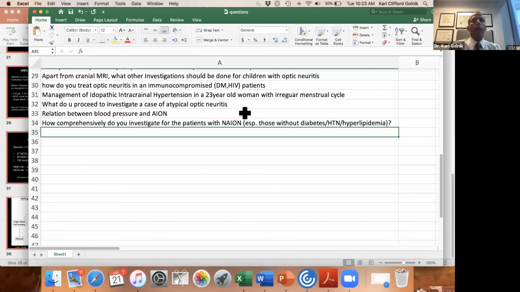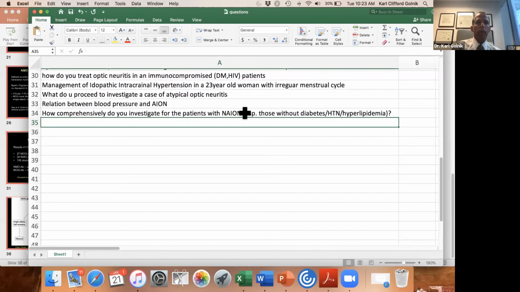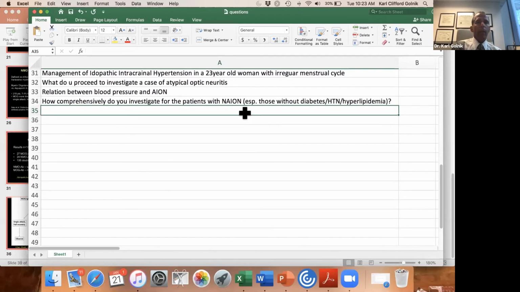Apart from cranial MRI, what other investigations should be done for children with optic neuritis? Again, depending on where you live, NMO and MOG can be done. How do you treat optic neuritis in immunocompromised patients? Same way I treat it in immunocompetent patients. Management of idiopathic intracranial hypertension in a 23-year-old woman with an irregular menstrual cycle. Well, I don't think the irregular menstrual cycle has anything to do with it. I would manage them like I would manage any person. That, again, is a very big topic. I believe there's a previous webinar I've done on Orbis that answers the question.